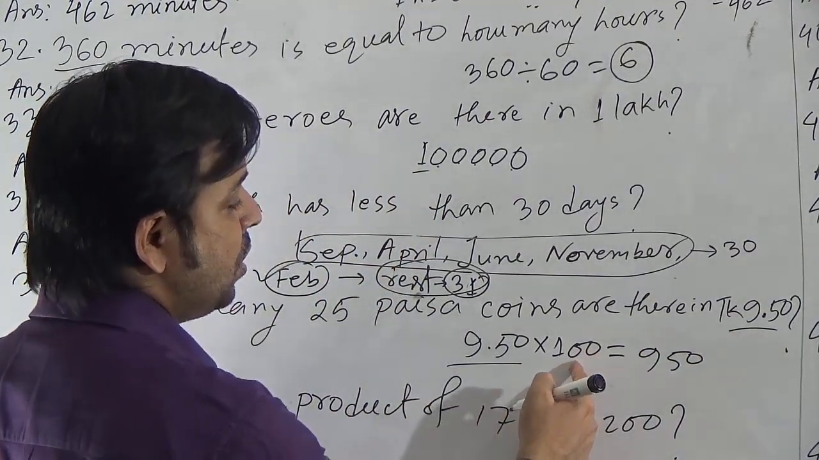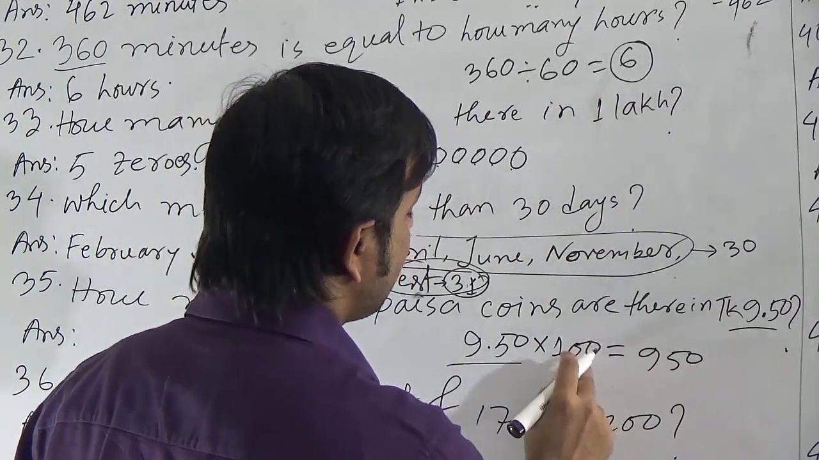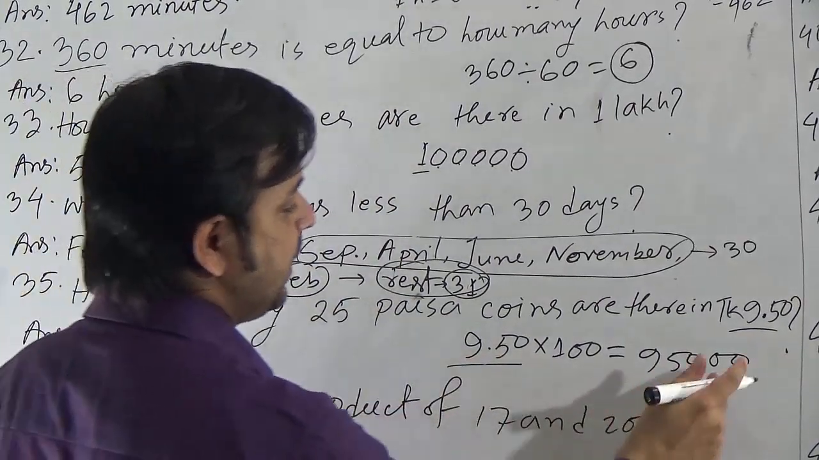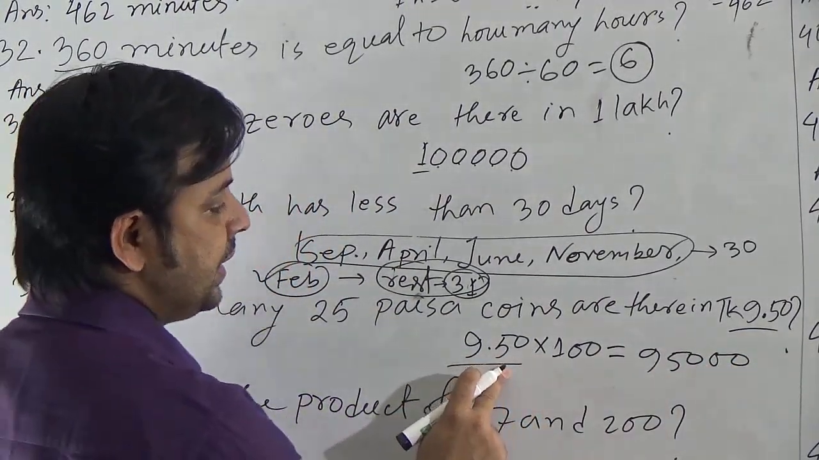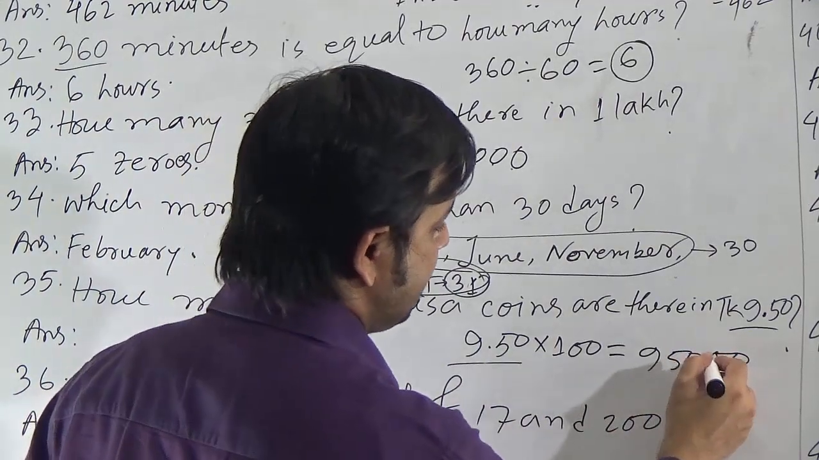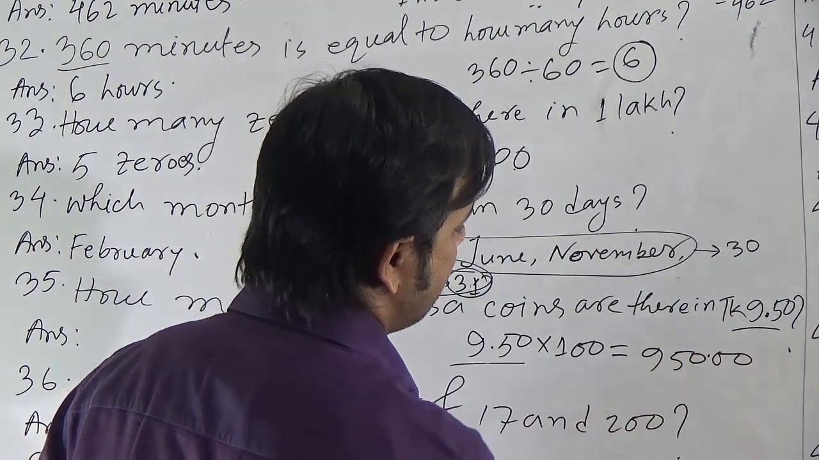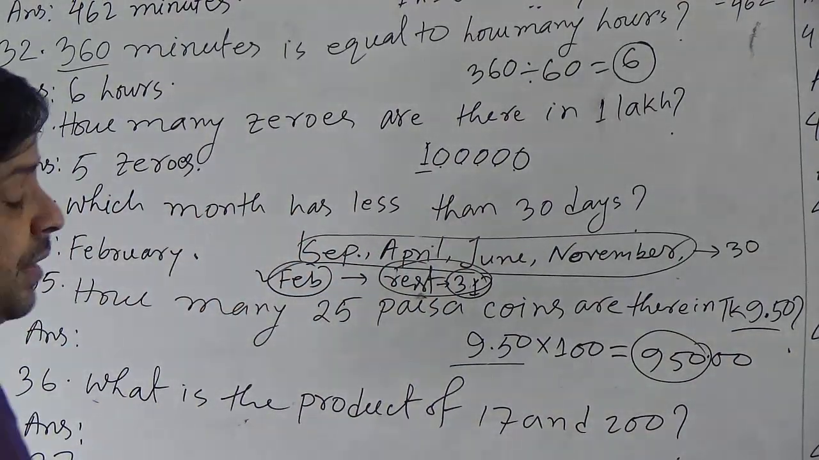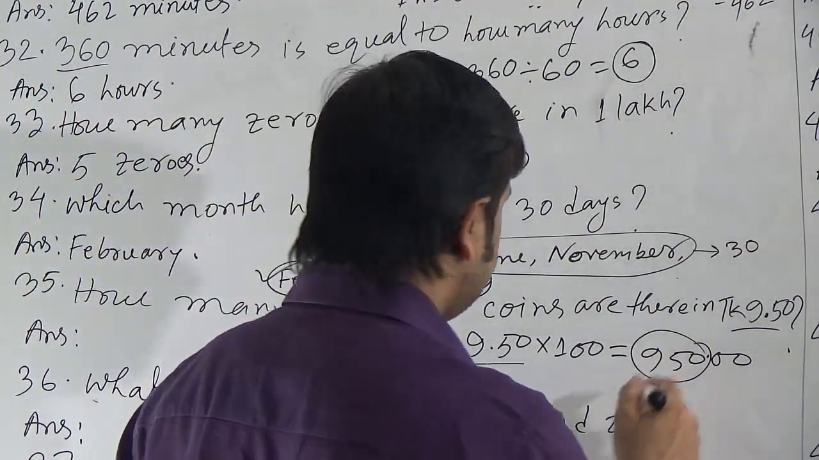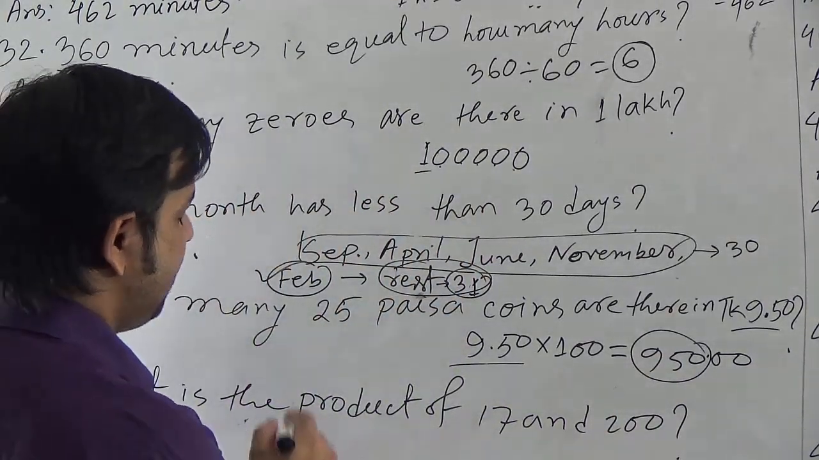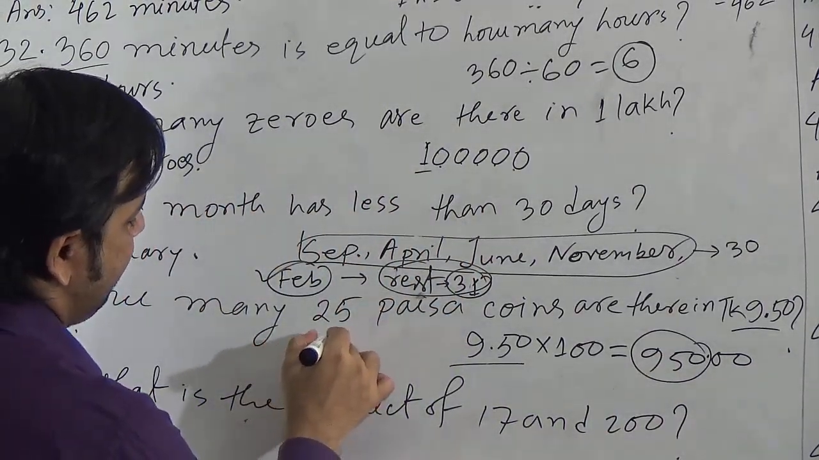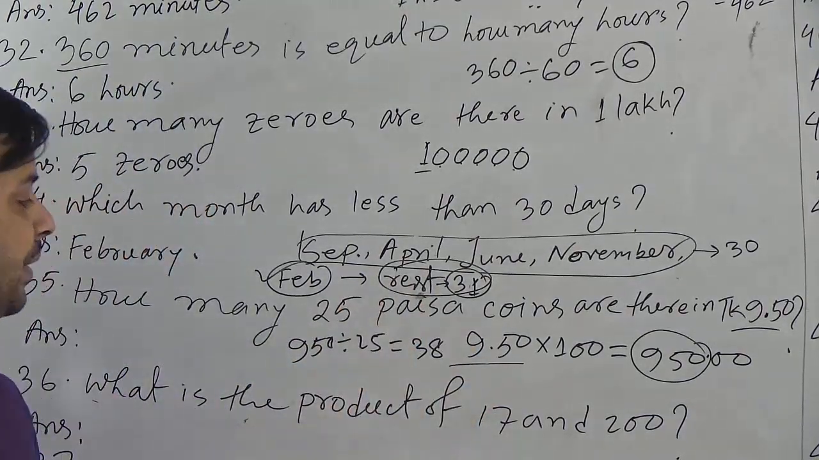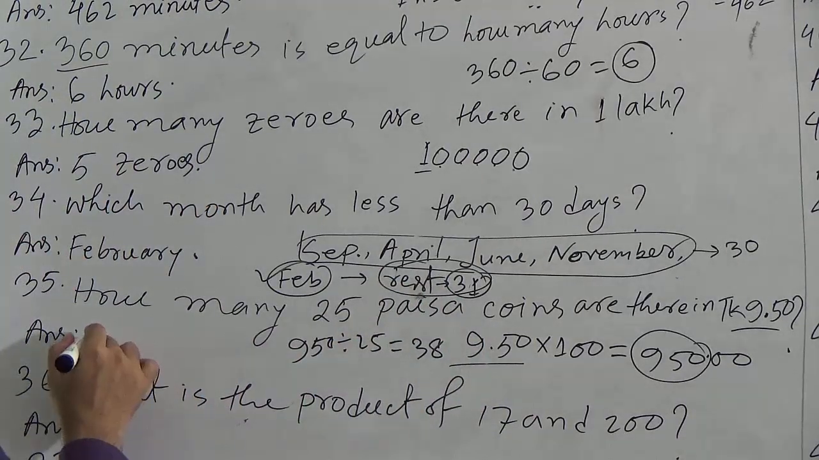Here are 2 zeros, so put 2 zeros, but here is a decimal, so we have to put the decimal here. After the decimal, here are 2 digits, so put the decimal after 2 digits from right to left. It means that we have 950 paisa in total. So if we divide 950 by 25, this will be 38. So the required number of coins is 38 coins.